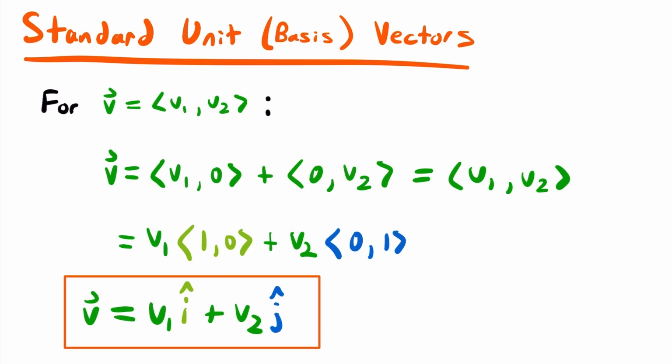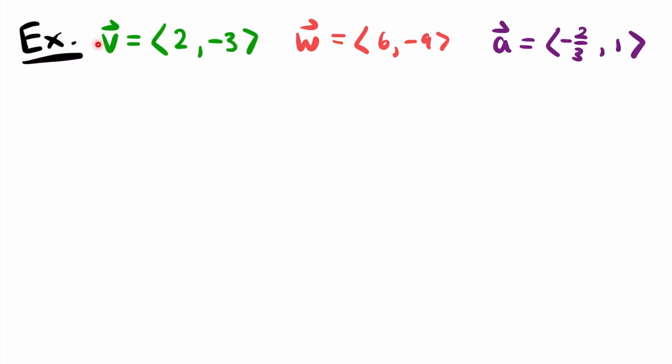Okay, but now let's look at an example where we actually work with some specific vectors. Here we have three vectors, vector v, vector w, and vector a, and what I want to show you with these three vectors is how we can rewrite them or redefine them using our standard unit vectors, vector i and vector j. And by the way, what we're actually doing here is what is called expressing our vectors as a linear combination of unit vectors. Okay, but here's what that looks like.